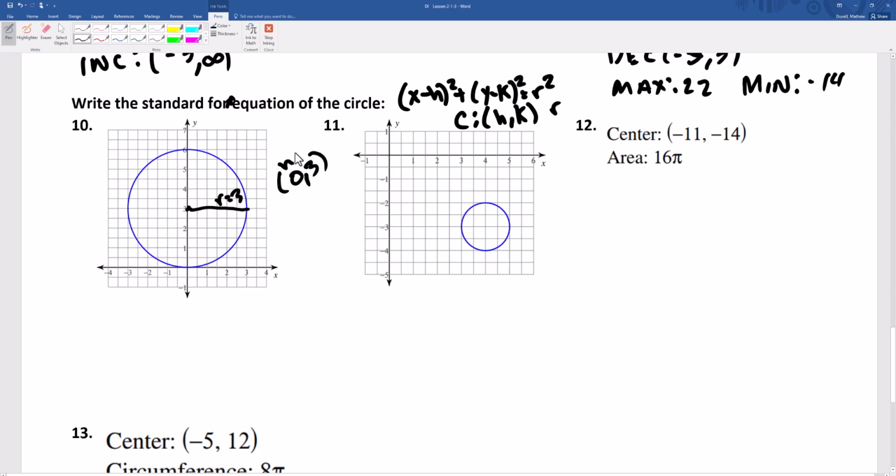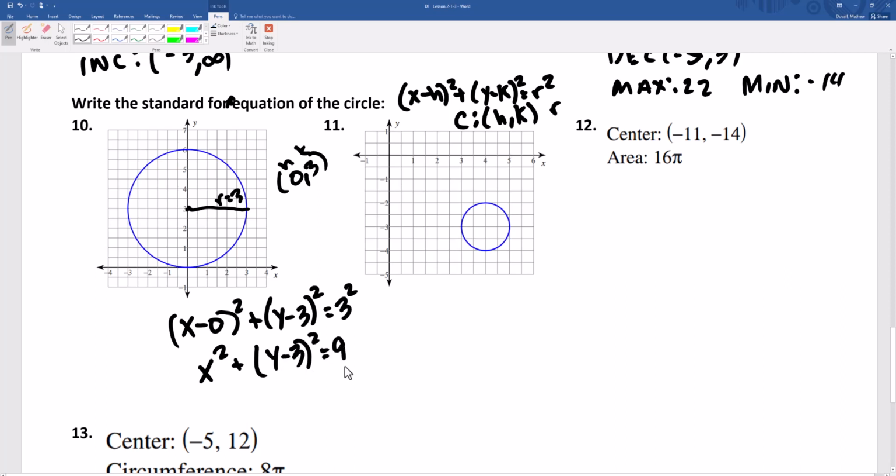So there's my h, and there's my k. So I just plug it in. x minus 0 squared plus y minus 3 squared equals, and we have our r squared. So I could simplify that as x squared plus y minus 3 squared equals 9.